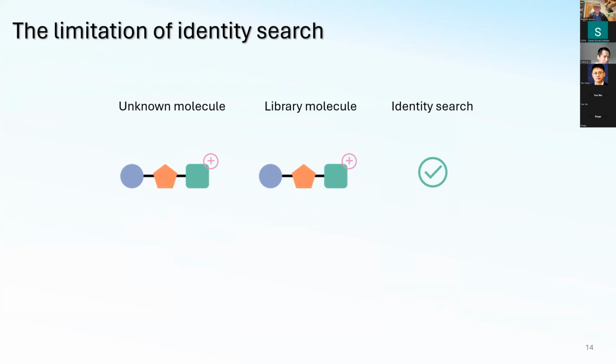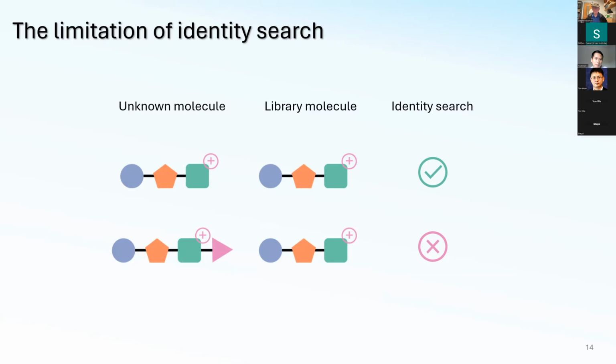However, in the metabolomics field, we have many unknown molecules. They are not in the library, right? And if you use identity search, you cannot find them. Therefore, you need to go beyond the identity search. For example, in this case, your unknown molecule has a majority of the molecular groups similar to the library molecule, but it has one or two more functional groups. So using identity search, you cannot find these types of molecules.